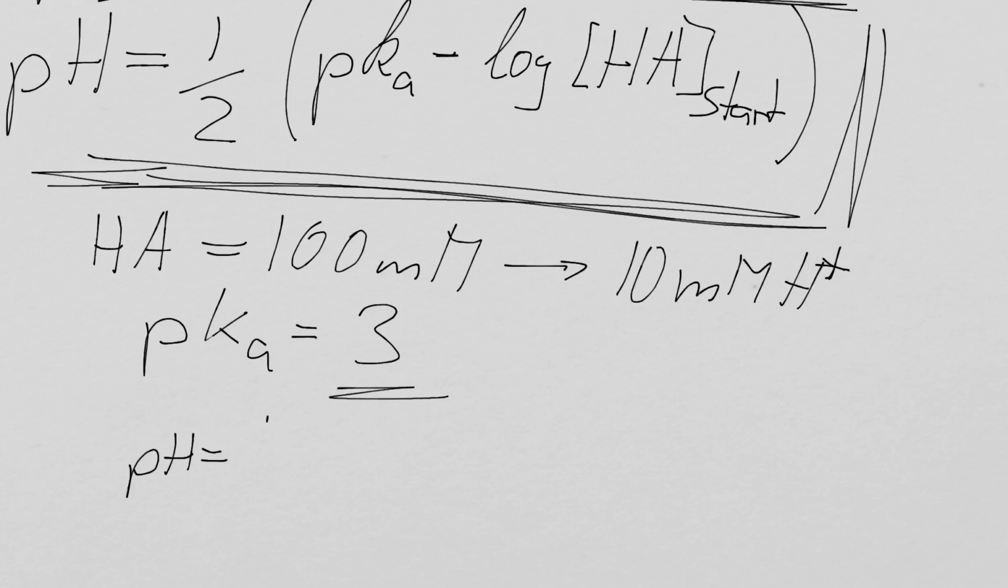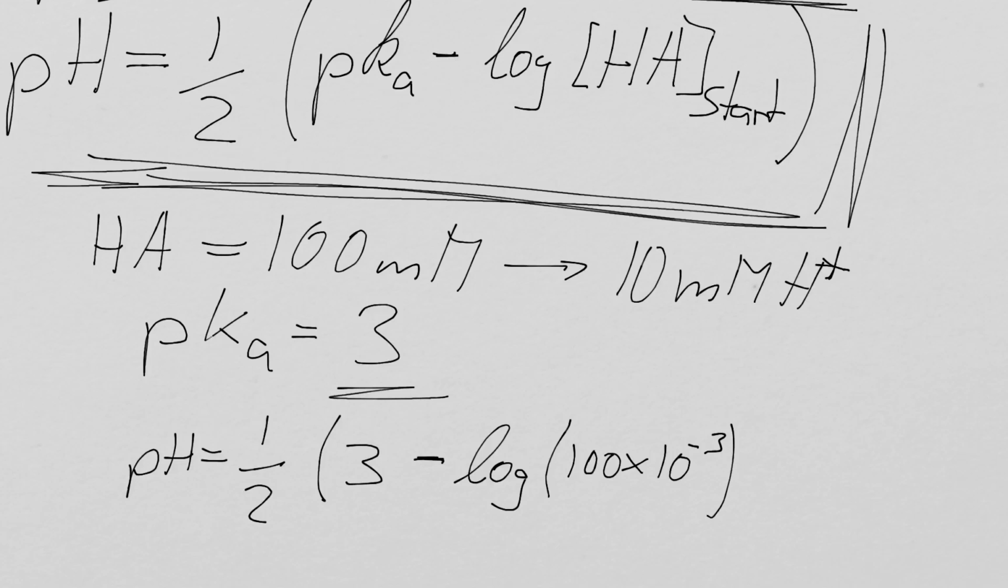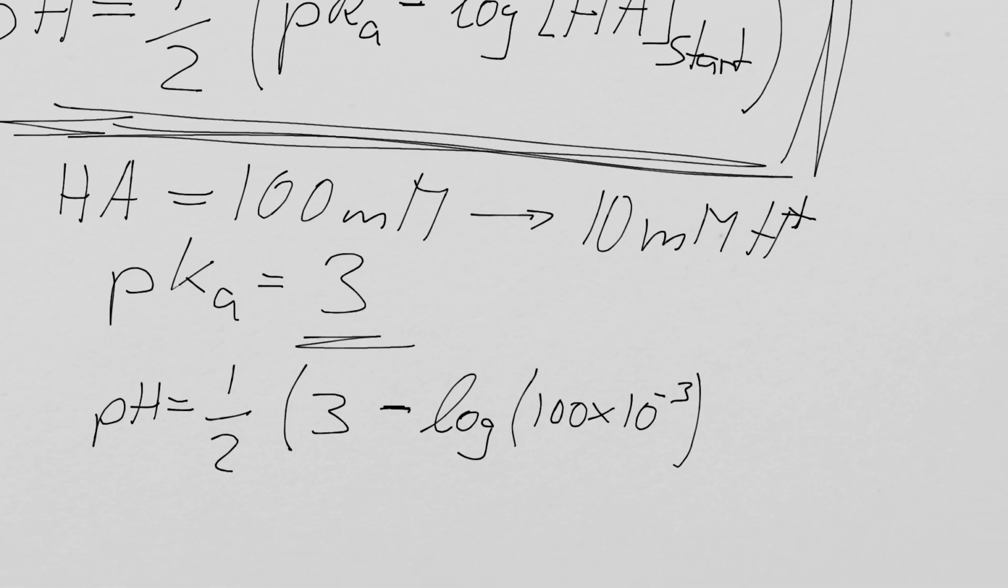pH equals 1/2 of pKa, which is 3, minus log of, we need to have that in molar. Our 100 millimolar needs to be in molar, because only then can we do a log, or then it is defined. So it would be log of 100 times 10 to the minus 3. And I close this bracket as well.